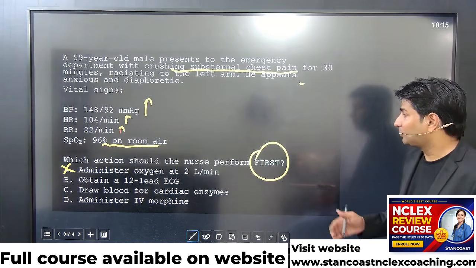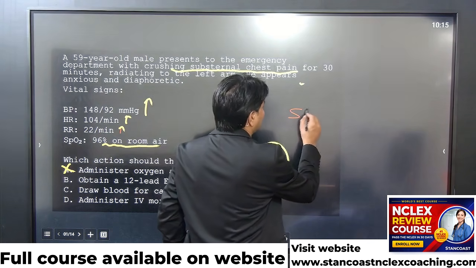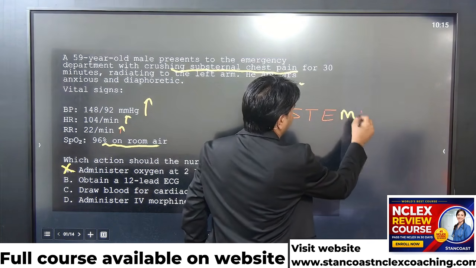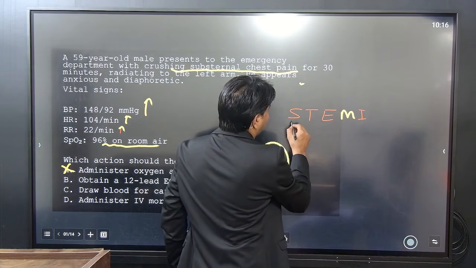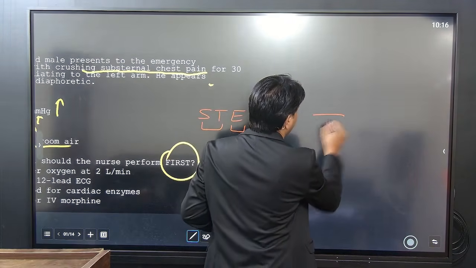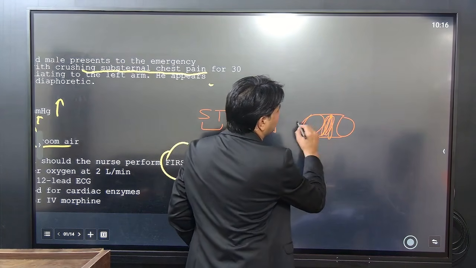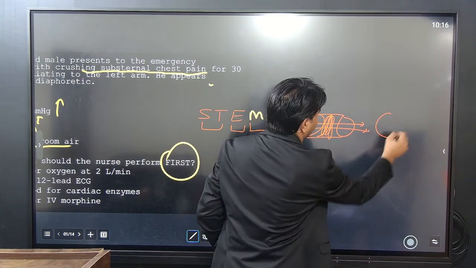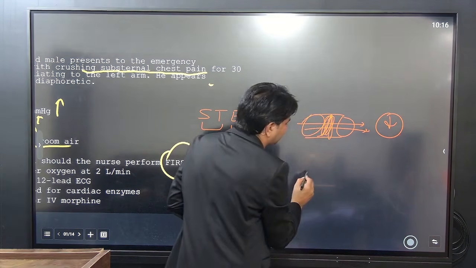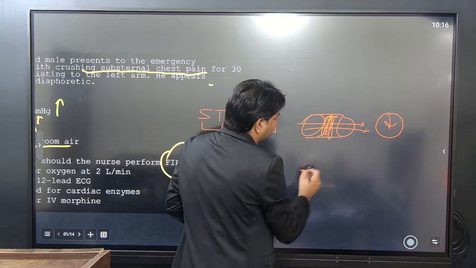So what happens is that when we do an ECG, you must have seen 2 terms in the ECG: STEMI, which involves an ST segment elevation MI. What happens in this is that if the coronary artery is completely blocked, this is the coronary artery, and if it's completely blocked, it means oxygen doesn't reach the myocardial cells from here. When it doesn't reach them, if it's completely blocked, the ST segment will be elevated.